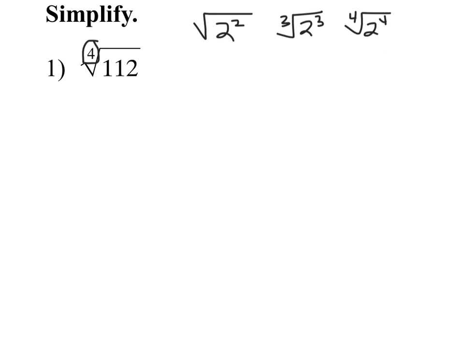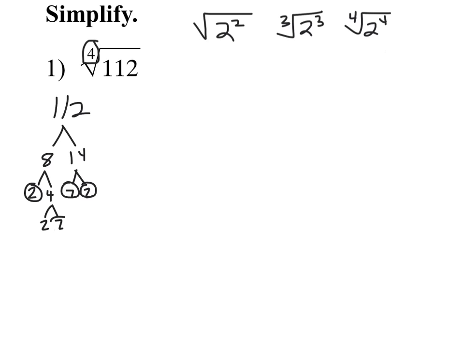And again, the process is going to be the same. I want to break down 112. So 112, I believe, is 14 and 8. So I'm going to break down the 8 and the 14. 14 goes to 7 and 2. Both those guys are prime. 8 goes to 2 and 4. And then 4 goes to 2 and 2.